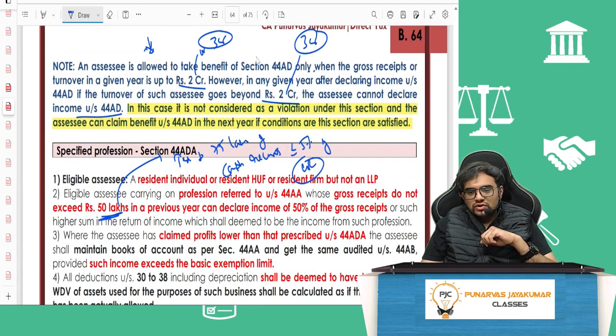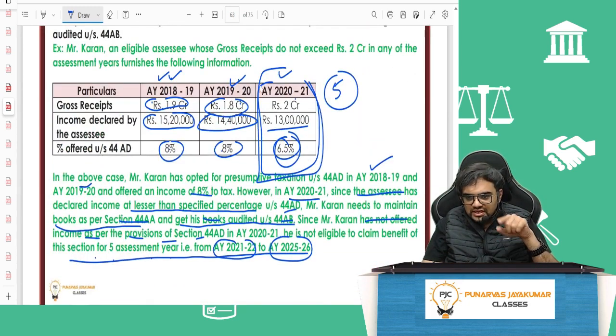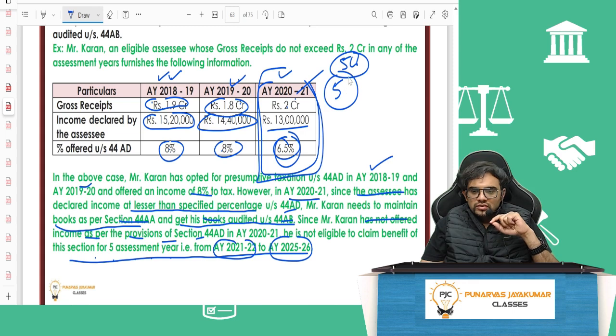An SSE is allowed to take benefit of 44AD only when the gross receipts or turnover in the given year is up to 2 crore. However, in any given year, after declaring income under 44AD, if the turnover goes beyond 2 crore, the SSE cannot declare income under 44AD. So now in this particular example, let us assume this year instead of 2 crore, the turnover is some 5 crore. Since it went beyond 2 crore, I cannot claim 44AD.